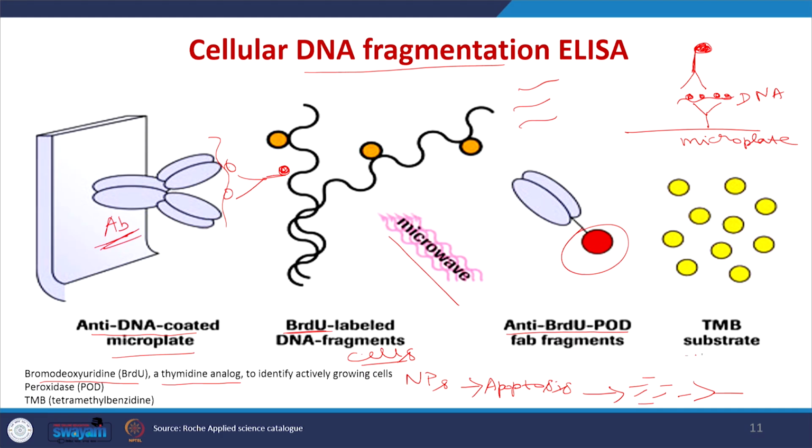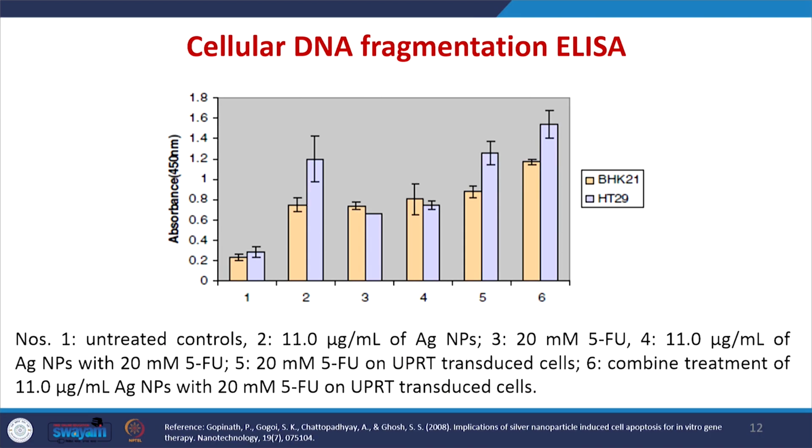Then you have to add the substrate, that is TMB, tetramethylbenzidine. Once you add this TMB, the enzyme will convert this TMB into a color product, and this color can be quantified using the spectrophotometer. In this way, we can quantify the apoptosis. From this slide, you can clearly understand how we can use the ELISA to quantify the cellular DNA fragmentation. And if the absorbance is higher, that means more cellular DNA fragmentation, that means more apoptosis.